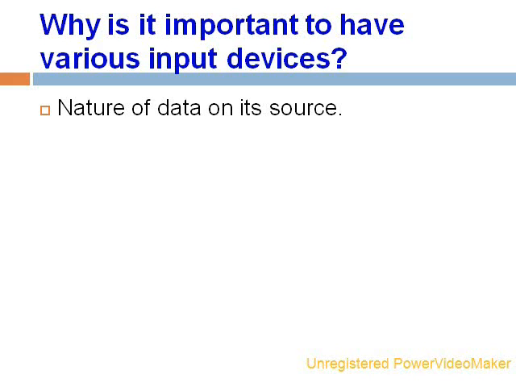Although we did not mention microphone on the list, a microphone is another input device that you can use to enter sound into the computer. Similarly, suppose that your data is in form of a picture and you want that picture to be entered into the computer. Then you can use a scanner. You can scan the picture and send the image to the computer. This is what we mean by saying a computer requires various input devices because of the nature of data on its source.